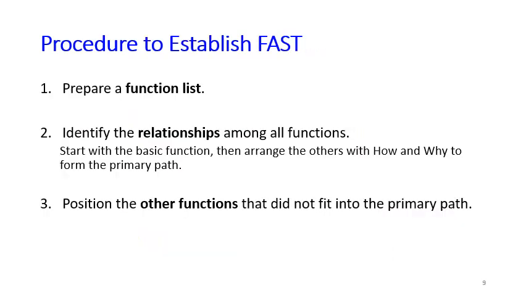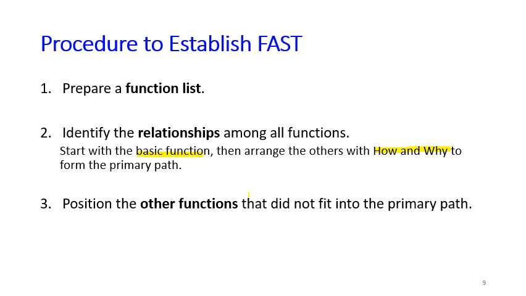So this is to summarize how we can establish or draw a FAST diagram. First, we prepare a function list. This is from the second part of the implementation phase. So you have a list of functions. And then the second step is that we are identifying the relationship among all functions. We start with the basic function and then arrange the others with how and why to form the primary path.